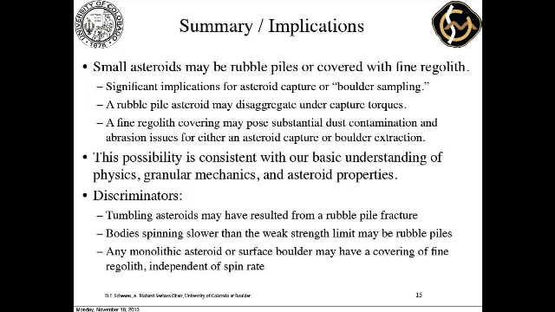So in summary, tumbling asteroids also may have resulted from a rubble pile fracture. Bodies spinning slower than the weak strength limit may still be rubble pile bodies, and any monolithic asteroid or surface boulder will, and most likely will, still have a covering of fine regolith and dust independent of spin rate. So those are the points I wanted to cover.